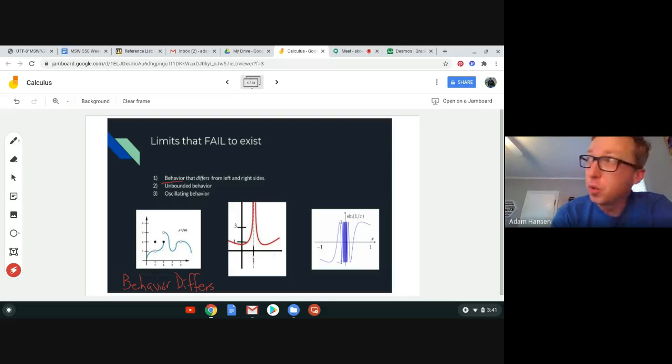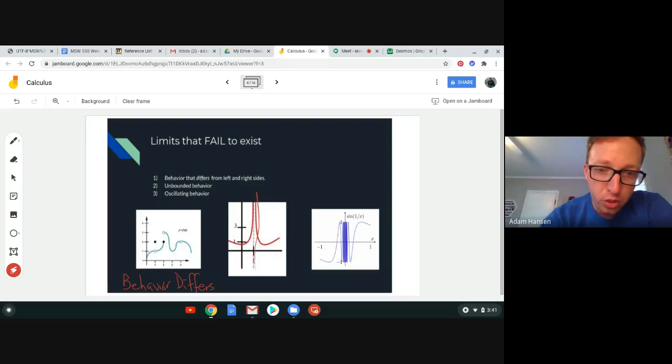A second reason that a limit would fail to exist would be when the function is unbounded. As you can see in the middle picture, as x gets closer and closer to 1, the function increases without bound. As x gets closer and closer to 1 from the right, the function gets higher and higher and higher. As x gets closer and closer to 1 from the other side, the function gets higher and higher and higher.